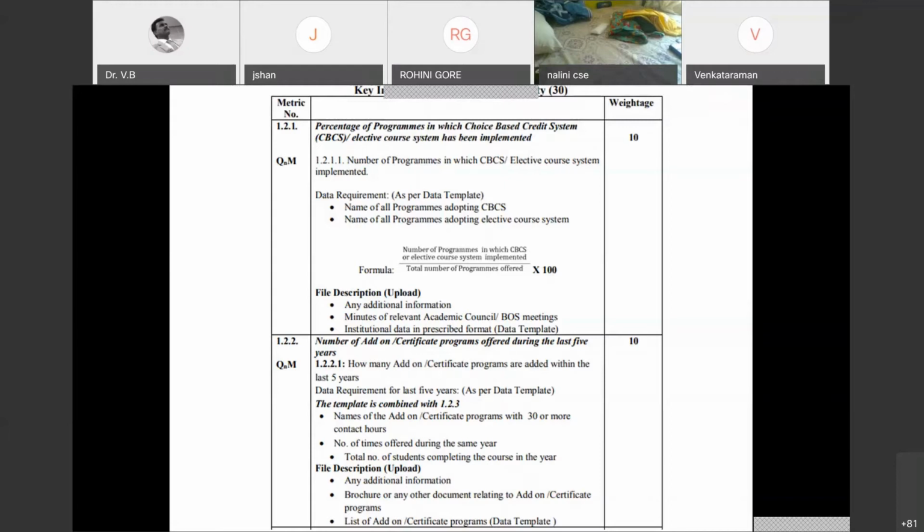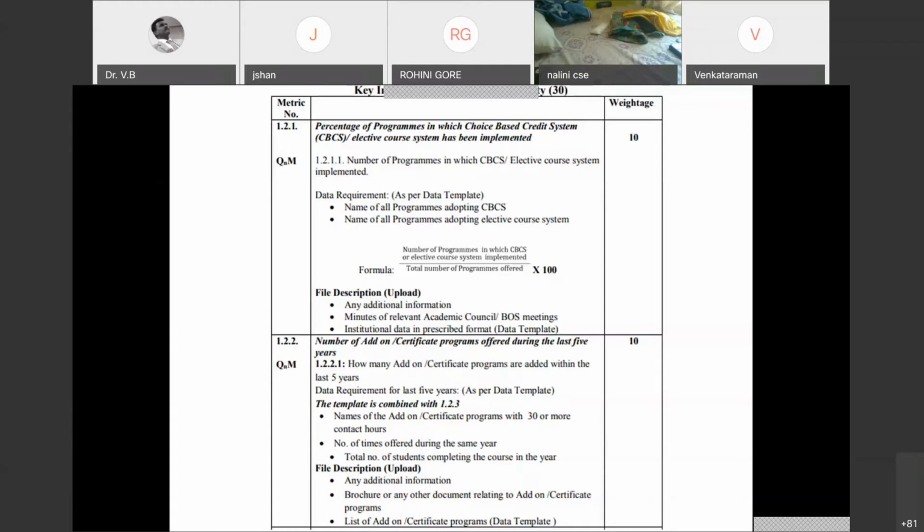Now coming to metric number 1.2.1. Percentage of programs in which choice-based credit system, CBCS, or elective course system has been implemented. Here, again, it's a quantitative metric, so you have to enter the exact number. They are asking you the number of programs in which this system is being implemented.